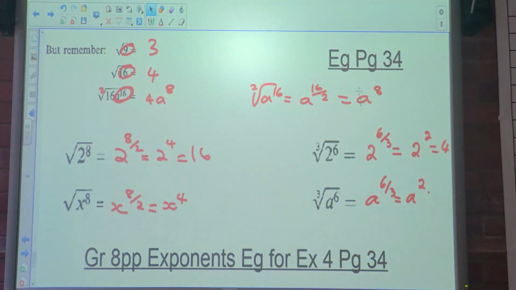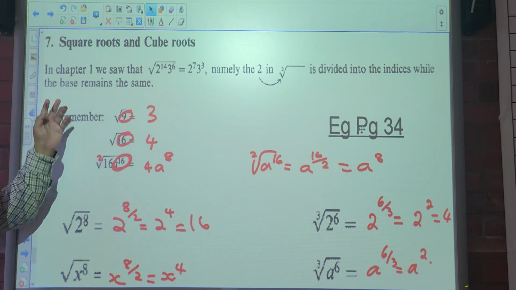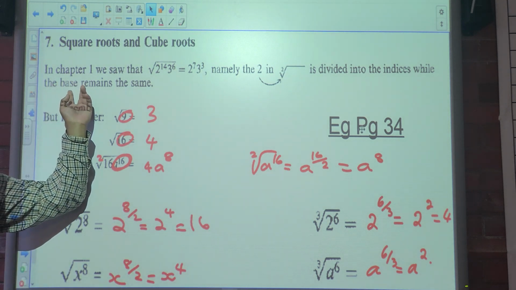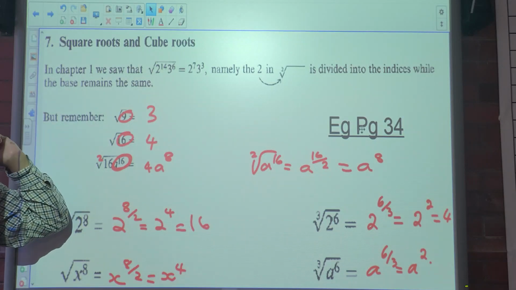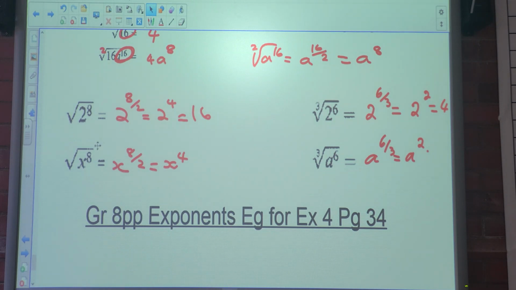Just going back to the note here, we are told that namely the 2 in the square root is divided into the indices or the exponents, while the base remains there. The base will remain the same. Okay. So that's why the 2 remained 2, the x remained x, the 2 remained 2, and the a remained a.